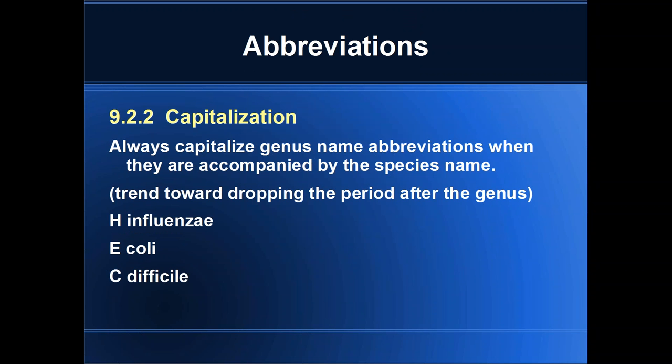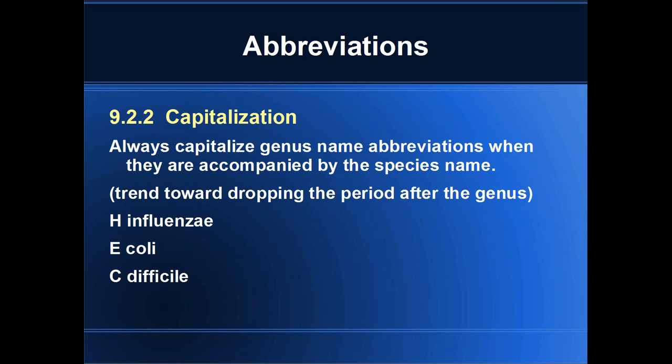Carrying on. Okay, here's one that I know you're all going to get all twisted up on. Capitalizing genus names and species. So the capitalization rule says always capitalize genus name abbreviations when they are accompanied by the species name. And you'll see here, I put a little note that there is a trend toward dropping the period after the genus. So you'll often see C. difficile, E. coli, H. influenzae, as you can see on the screen here.